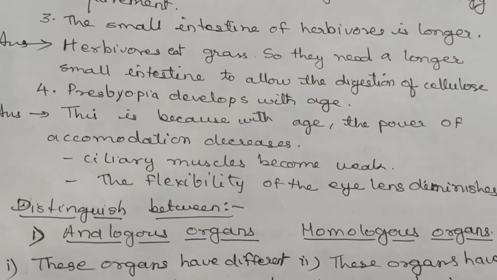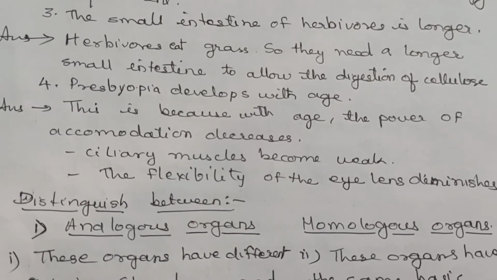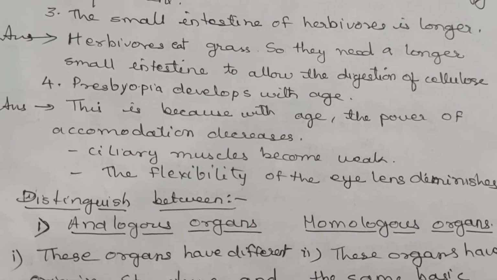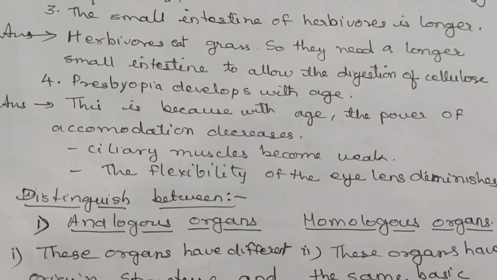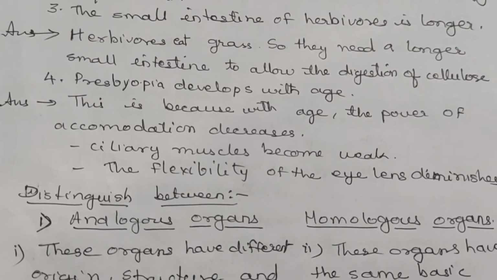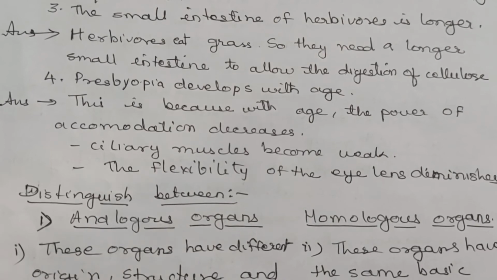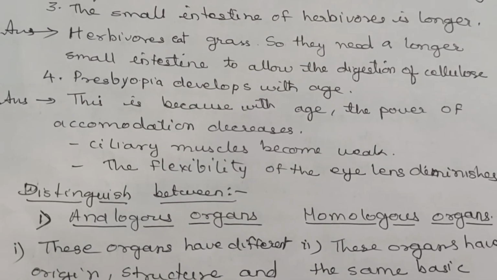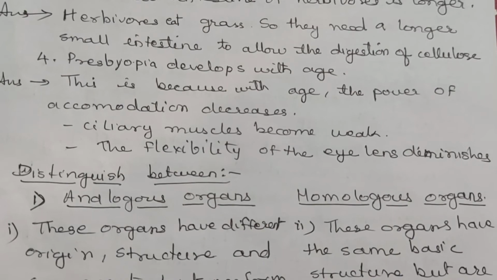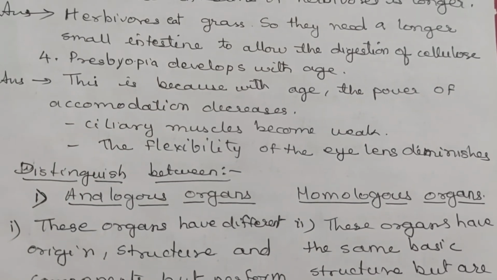Next is the small intestine of herbivores is longer. Herbivores eat grass, so they need a longer small intestine to allow the digestion of cellulose. Fourth, presbyopia develops with age. This is because with age, the power of accommodation decreases. Ciliary muscles become weak. The flexibility of the eye lens diminishes.